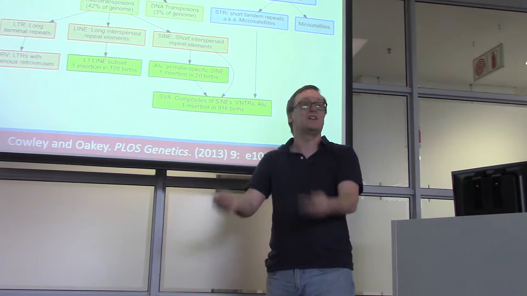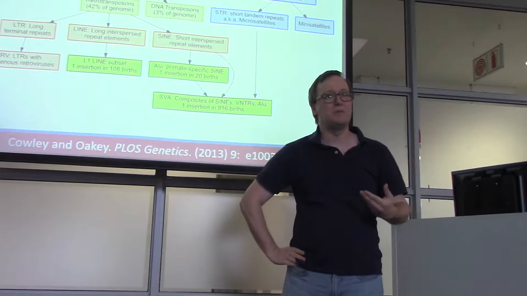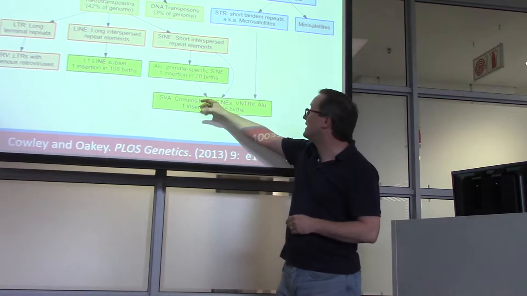So all these transposable elements, particularly this nasty ALU, have stopped being real problems to us because they lie in bits of DNA that have just been turned off. But we have thousands and thousands of copies of ALU all over our genomes.